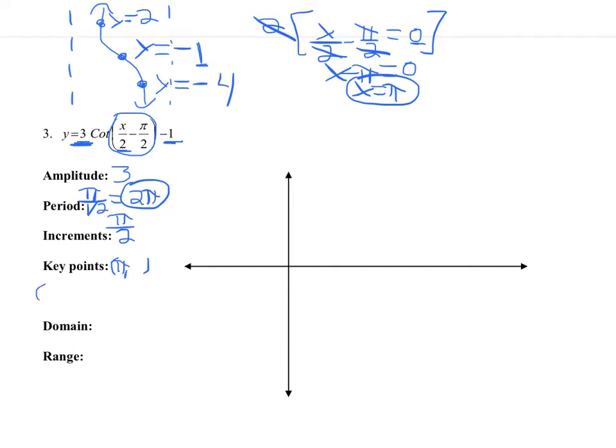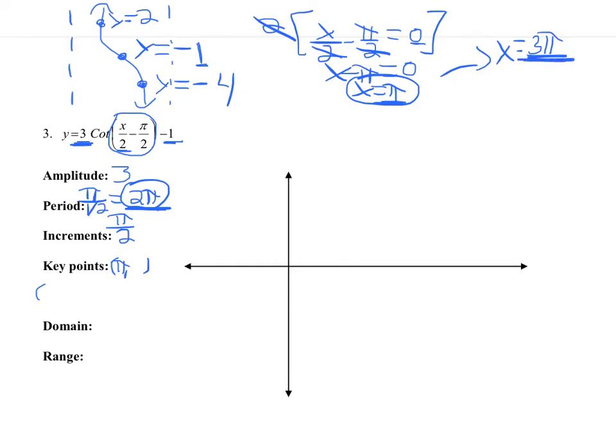Okay, then I know I'm going to skip the end. Now I see the period is 2 pi. If I start at x equals pi, I know I have to end at x equals 3 pi. So when I do the increments and the key points for the x values, this is where I should end.